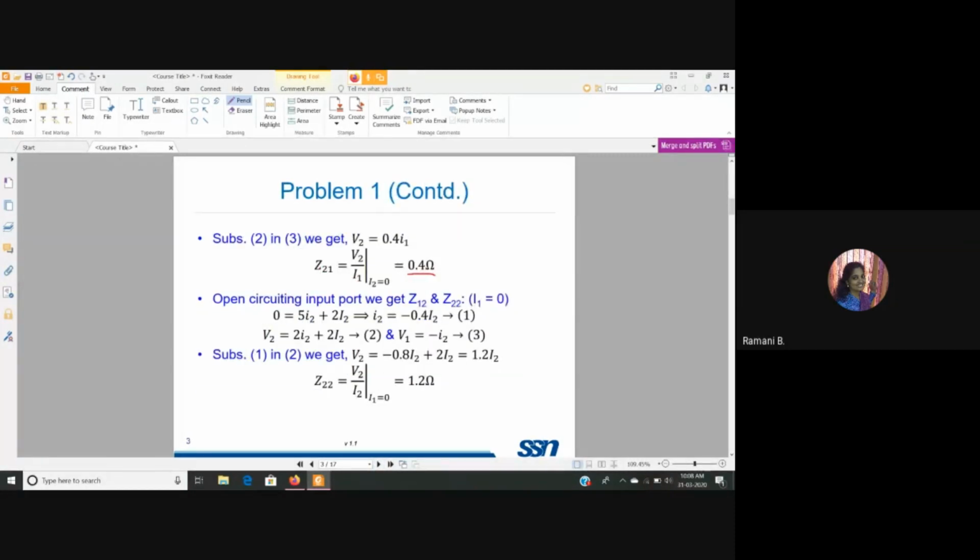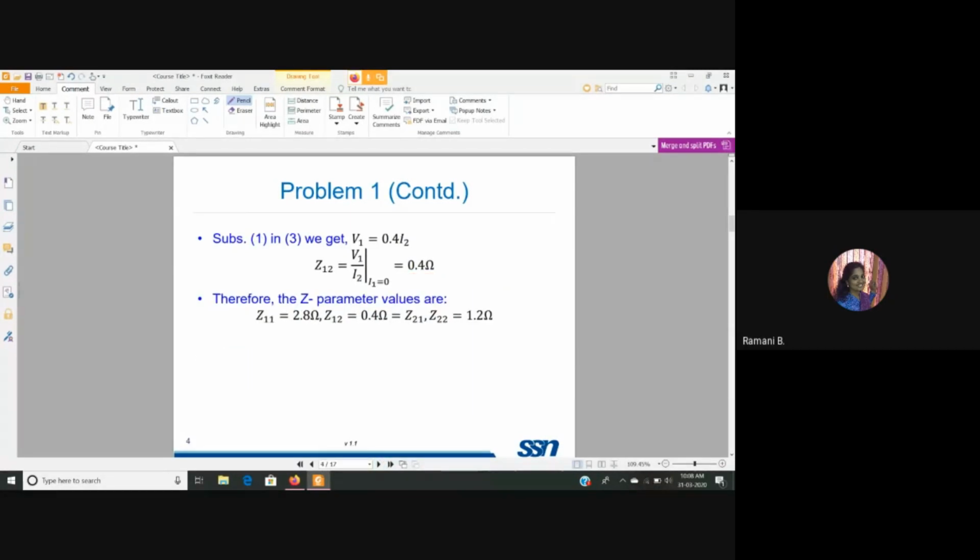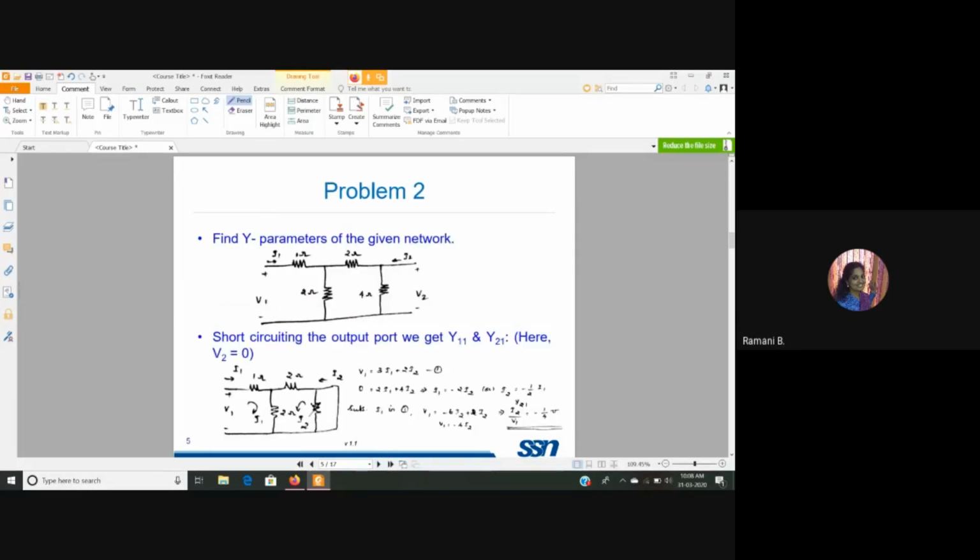Now making the substitutions, we get Z22 as V2 by I2, and we get 1.2 ohms as the answer, and Z12 is V1 by I2. So we get the answer to be 0.4 ohms. So for this particular network, this is the Z parameter value. Here we can find that Z12 and Z21 are the same, so the network is actually reciprocal also. Next we shall see how to find the Y parameter.